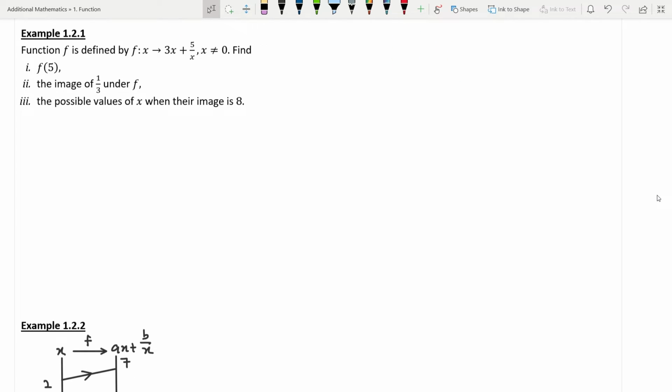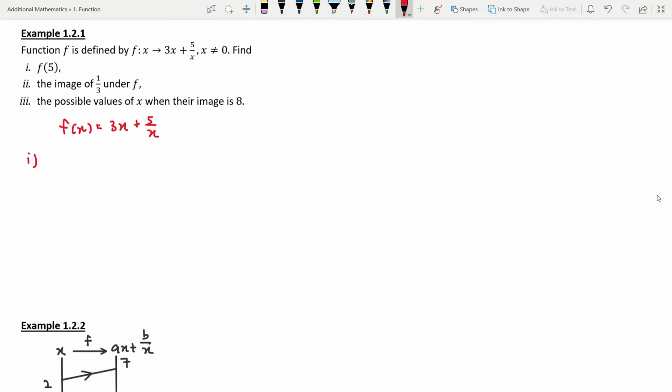Let's look at example 1.2.1. Function f is defined by function f such that x is converted into 3x plus 5 over x, where x is not equal to 0. Find f of 5, the image of 1 over 3 under f, and the possible values of x when their image is 8. Here we have the information f of x equals 3x plus 5 over x.